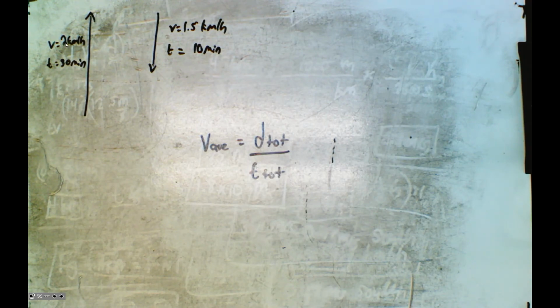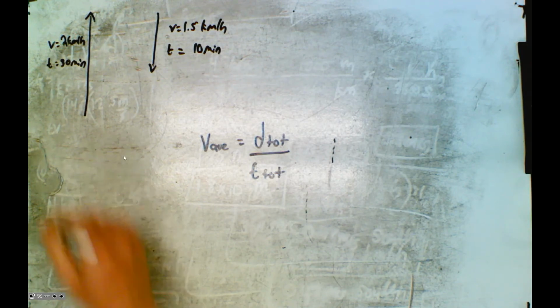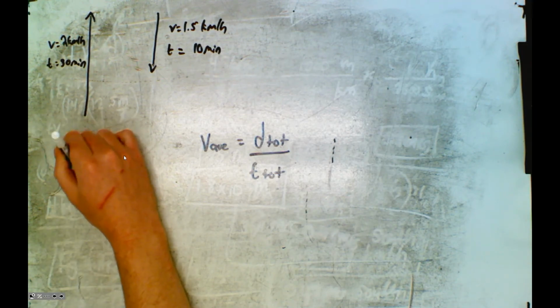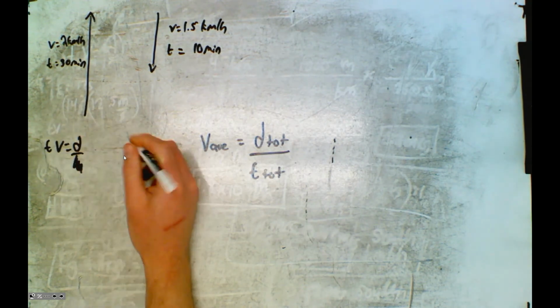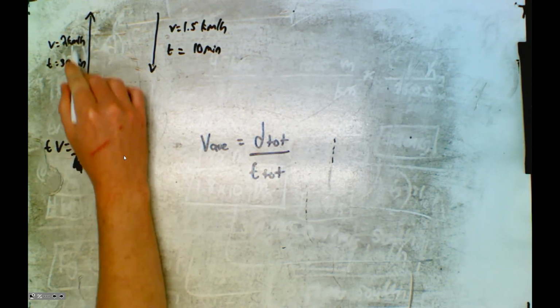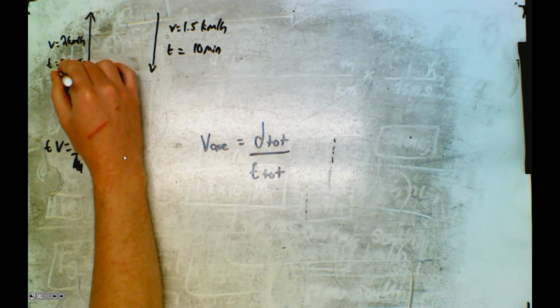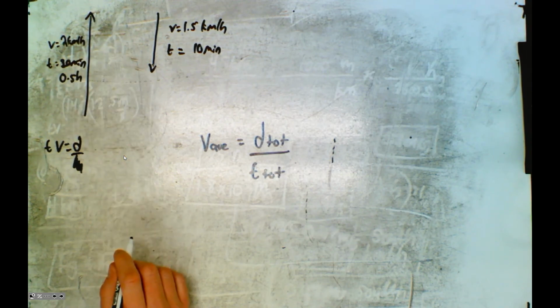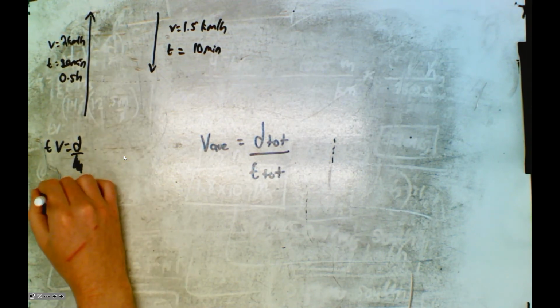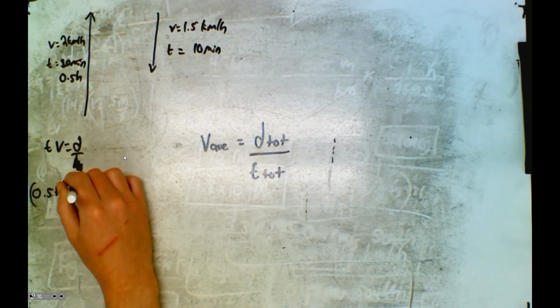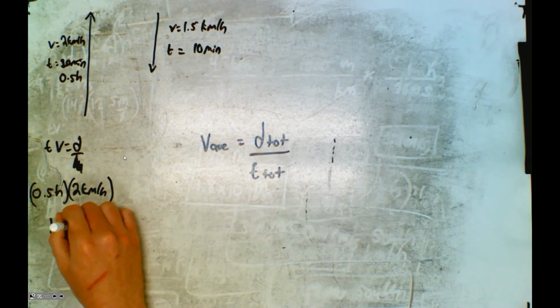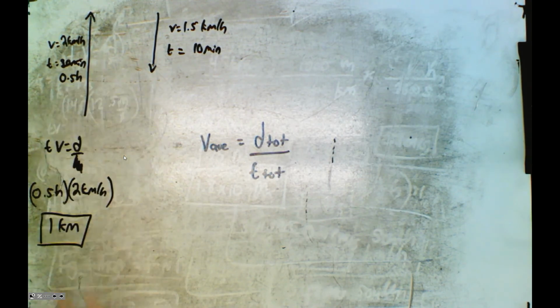Because we're given velocity and time, we can figure out how far they went in this first section. If we use v equals d over t and rearrange that, this is in minutes, this is in hours, but 30 minutes is half an hour. So we can plug that in. Half an hour, 2 kilometers per hour, we end up getting 1 kilometer. So they traveled 1 kilometer in this first part.